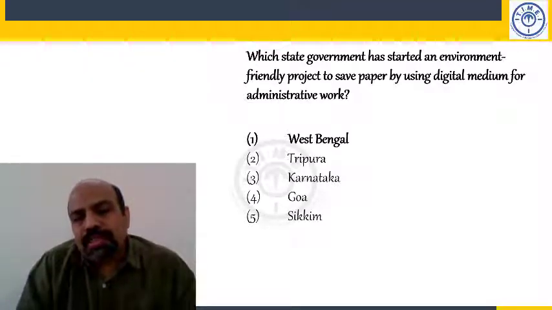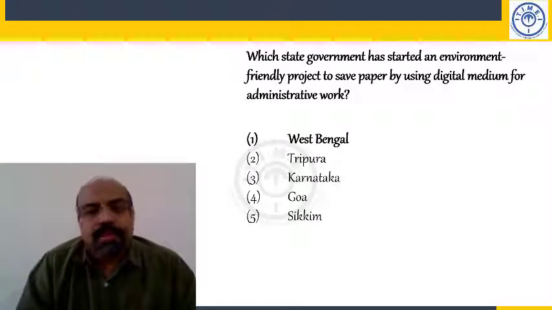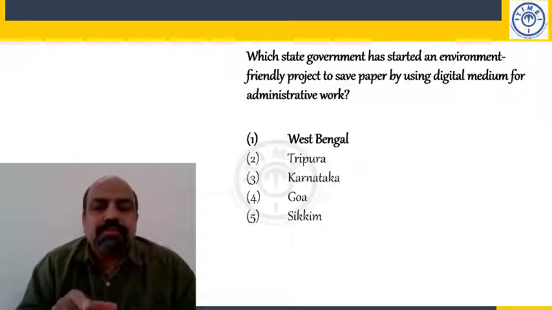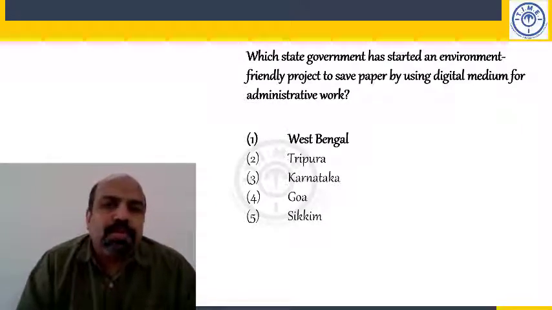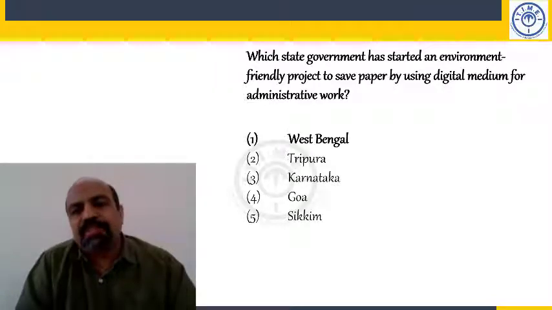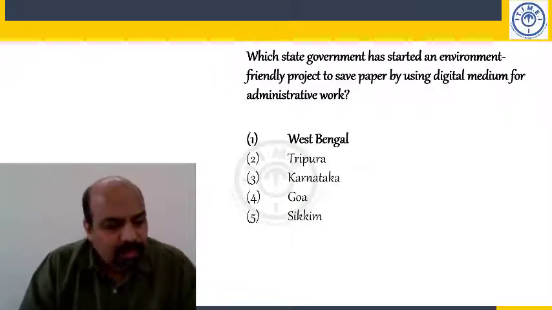So Goa, India's smallest state by area. Chief Minister is Pramod Sawant. SAWANT. Sawant. Pramod Sawant.